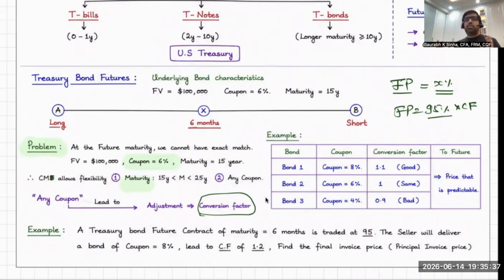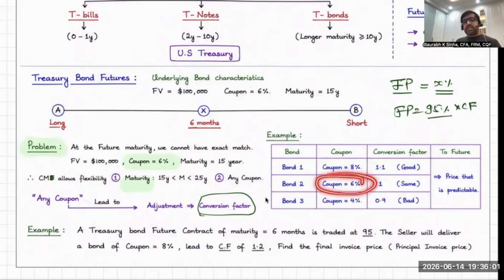It depends upon the coupon itself. They just look at the coupon and decide it. So they say if you're giving me a coupon of 8%, it means you are giving me a bond which is giving me a coupon higher than the previous coupon of 6% only. So it is a good bond. And that's why I'll apply a conversion factor of 1.1 or 1.2 or 1.3.